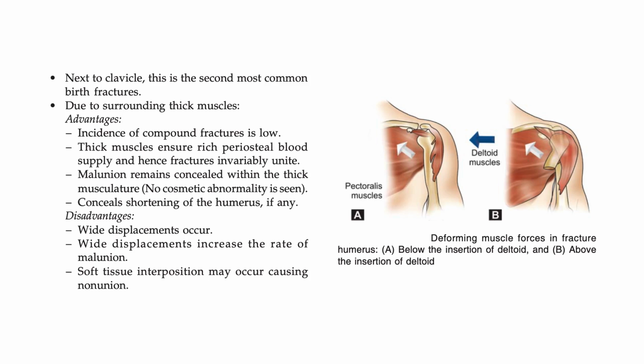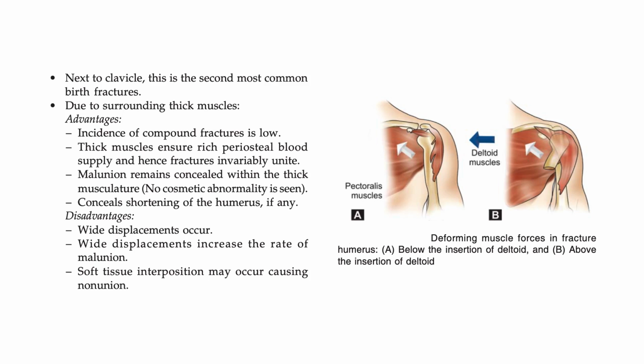So there are advantages, as I say. The incidence of compound fracture is low. Thick muscles ensure rich periosteal blood supply, and hence fractures invariably unite. Malunion remains concealed within the thick musculature, so no cosmetic abnormality is seen as well, and it conceals shortening of the humerus, if any.